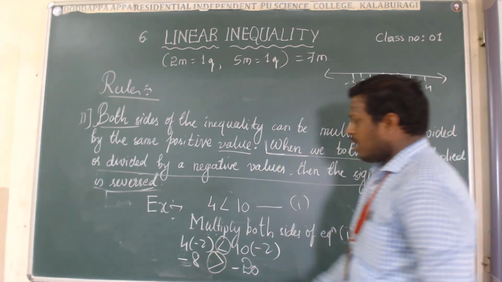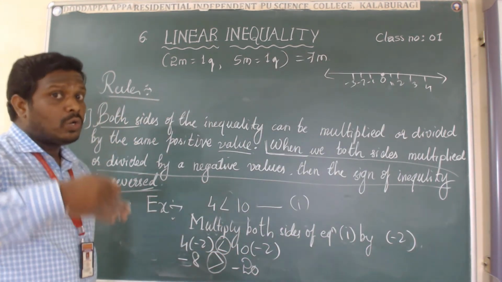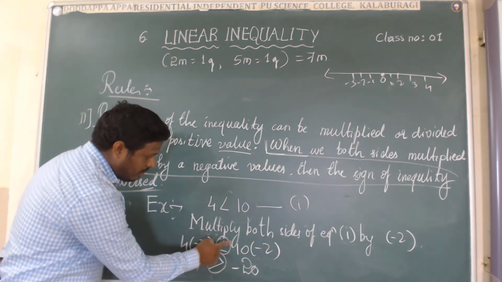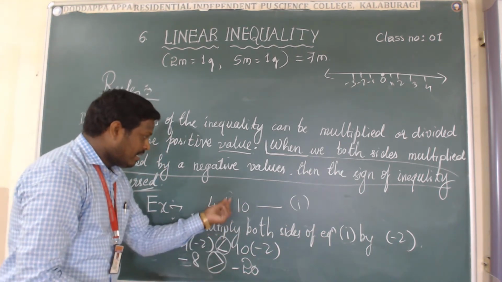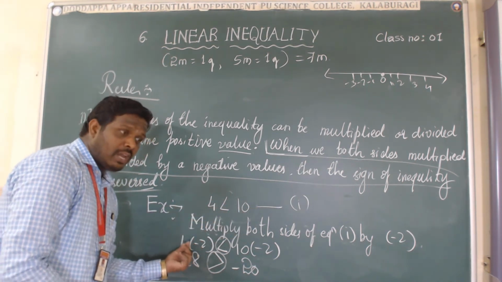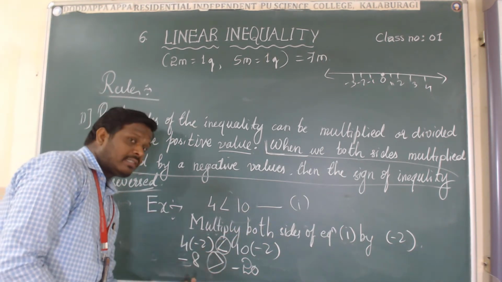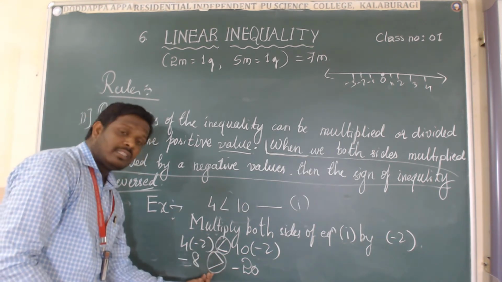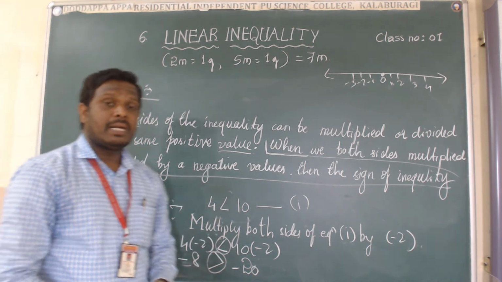I hope all of you are getting this. What happens with the sign of inequality when we multiply by negative values? The sign reverses. Check here: before multiplying, the statement is 10 is more than 4. When we multiply both sides by negative 2, the opposite sign comes. See, the reverse happens here. So this is the main point. That is multiplying.